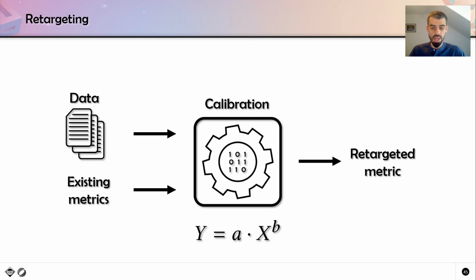In this equation, x denotes the raw metric output, while y is the output of the metric expressed in the JOD unit. A and B are the 3 parameters that have to be found for every single metric separately.